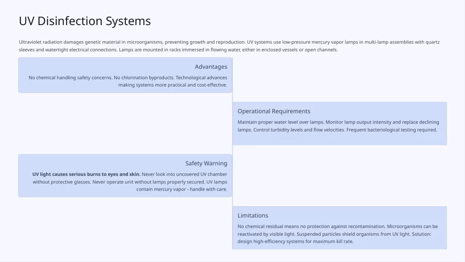Since it doesn't leave any chemical residuals, there's no ongoing protection against recontamination once the water leaves the system. Microorganisms can sometimes be reactivated by visible light, and suspended particles can shield organisms from UV exposure. To address these issues, designing high-efficiency systems that maximize the kill rate is essential, especially in water with higher turbidity or contamination levels. By understanding these key points, we can see how UV disinfection fits into a comprehensive water treatment strategy. Powerful, safe, but requiring proper operation and maintenance to be truly effective.